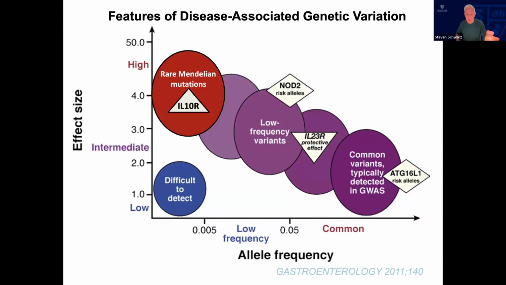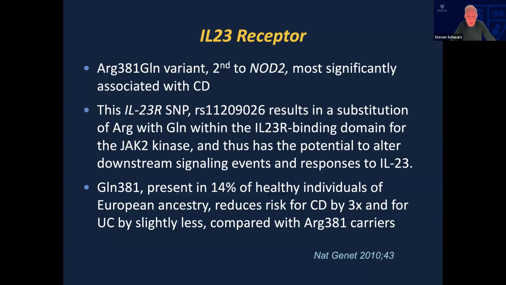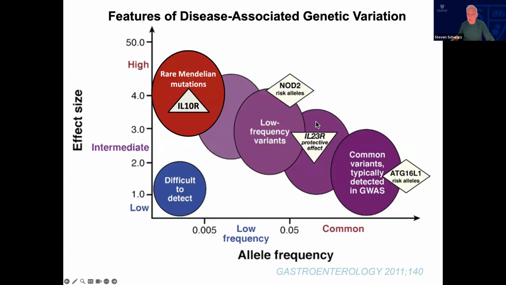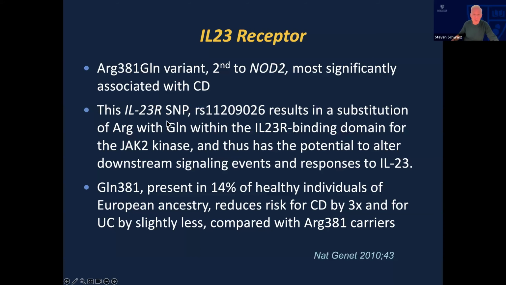So what else do we have here in our genetic variation diagram? The IL-23 receptor. So this is again interesting because it goes both ways, both to increase and to decrease risk. Again, if we go back here, IL-23, relatively common, and in fact, mutations here can actually result in a protective effect. So the IL-23 single nucleotide polymorphism results in a substitution of arginine with glycine in the binding domain for JAK2 and has the potential to alter downstream signaling events and responses.